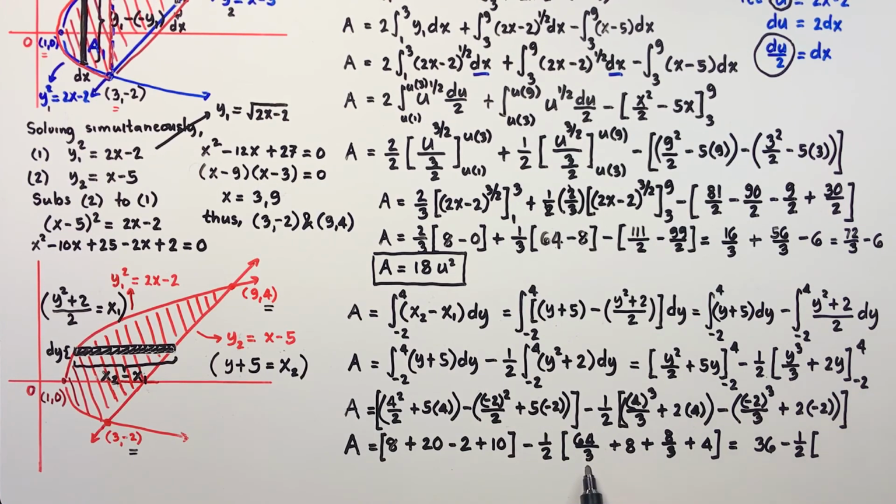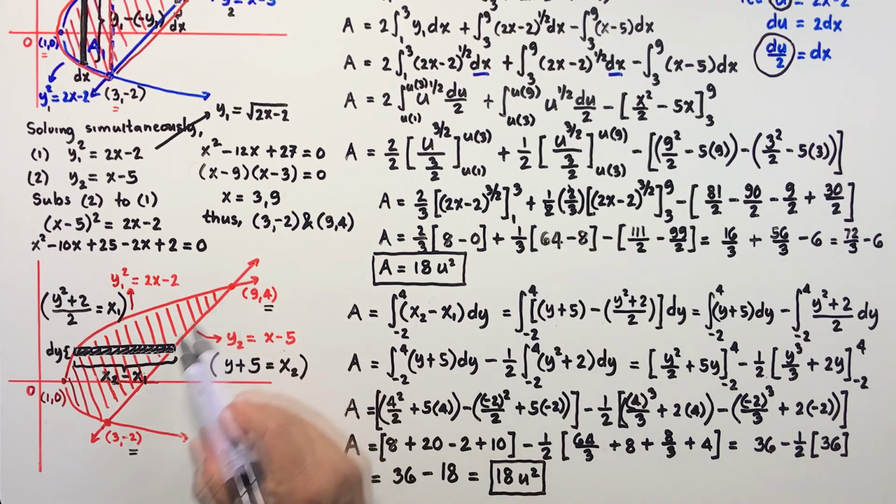So 64 plus 8 is 72. And 72 divided by 3 is 24. So 24 plus 8 is 32. 32 plus 4 is 36. Therefore, our area is equal to 36 minus 1/2 of 36, which is 18. And 36 minus 18 is 18 square units. So therefore, our area is 18 square units for this shaded region.